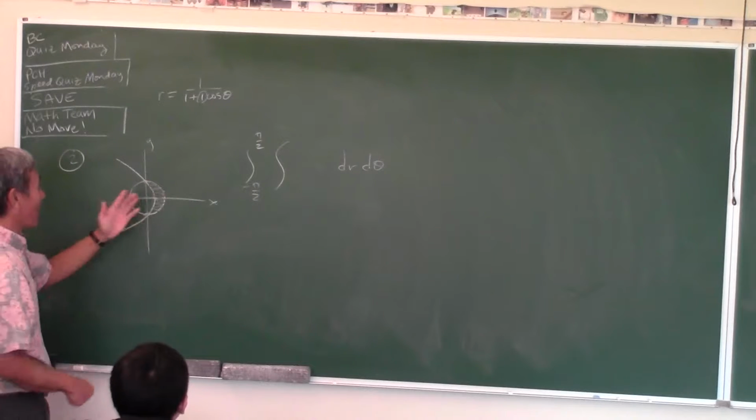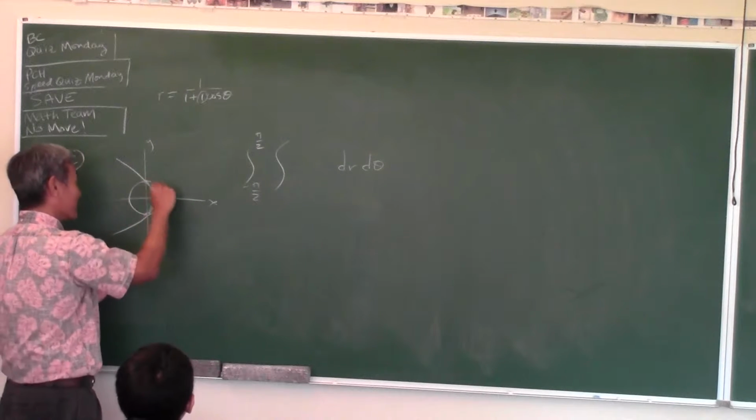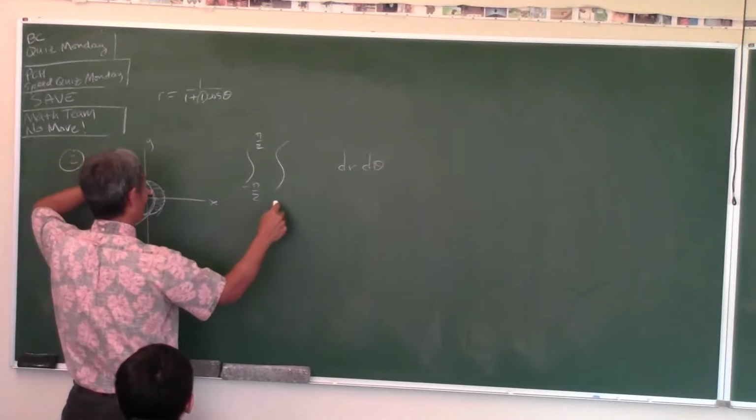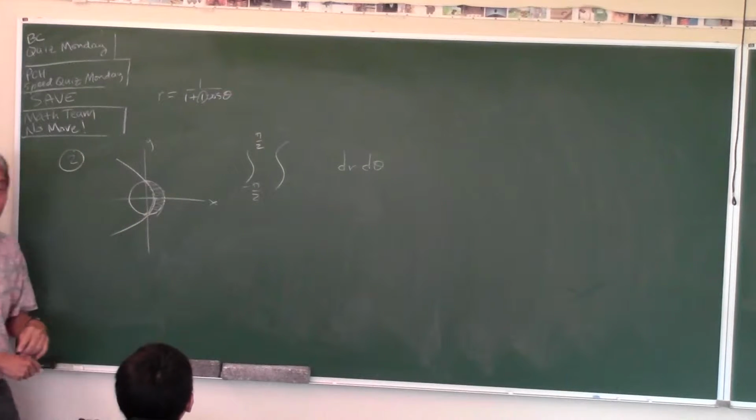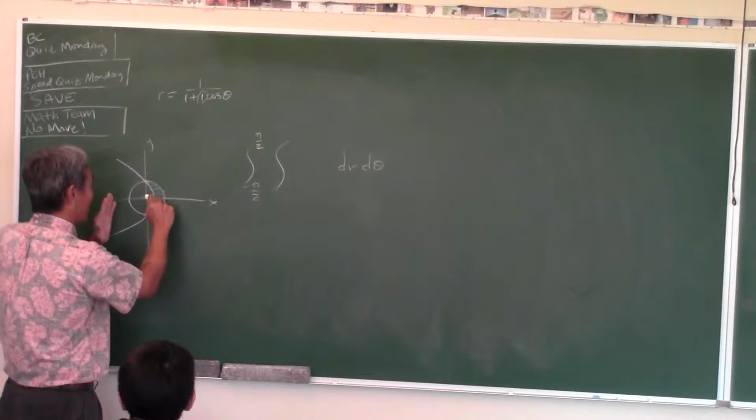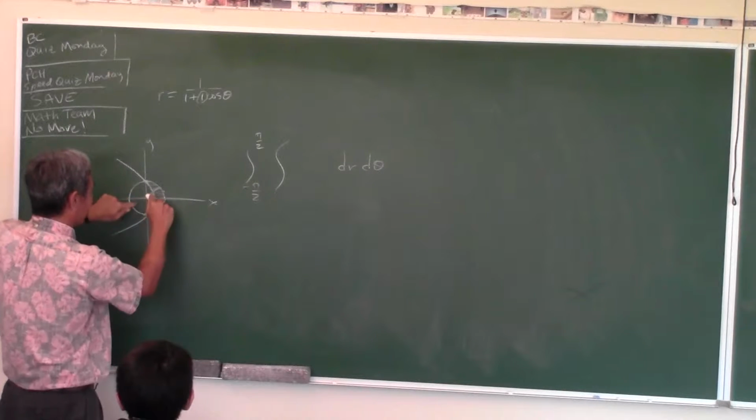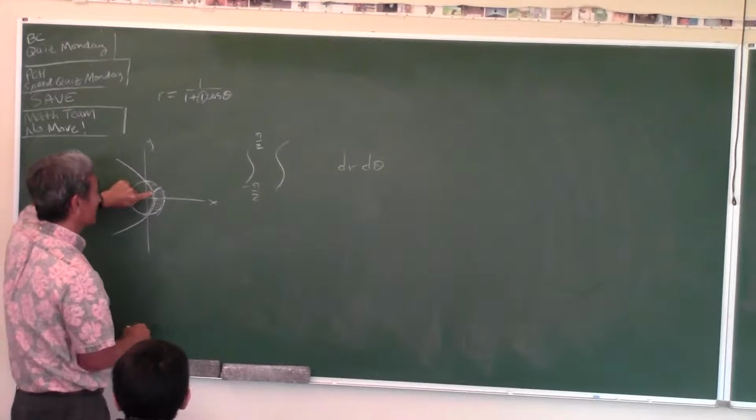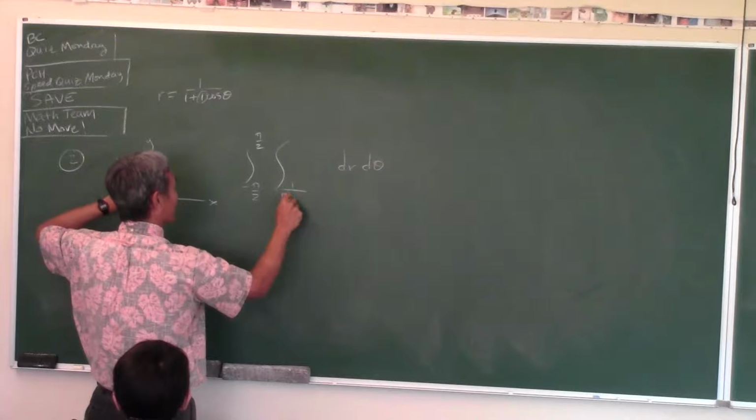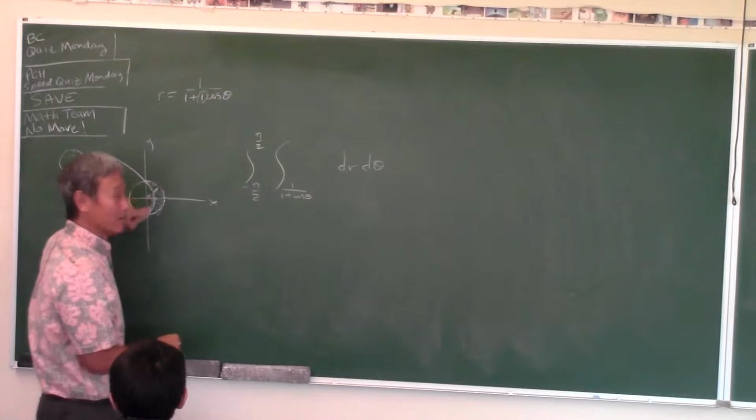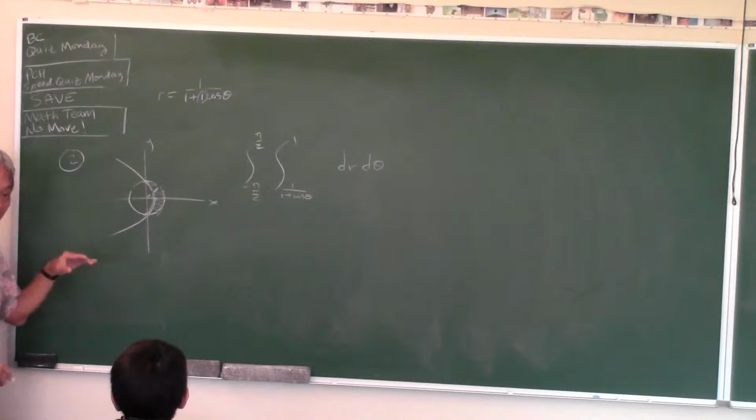Okay, and then what about r? r goes from here to there, right? So what's the equation of this curve? It's out minus in. r is the distance from the origin, right? You're going out like this, so from here to here. What's the equation of this inner curve? 1 over 1 plus cosine theta. And what's the equation of that outer curve there? 1. So this is your integral.